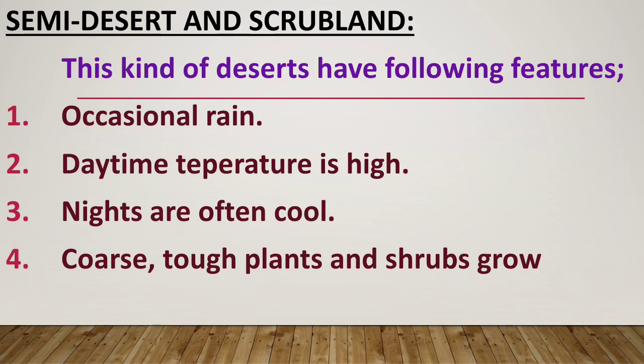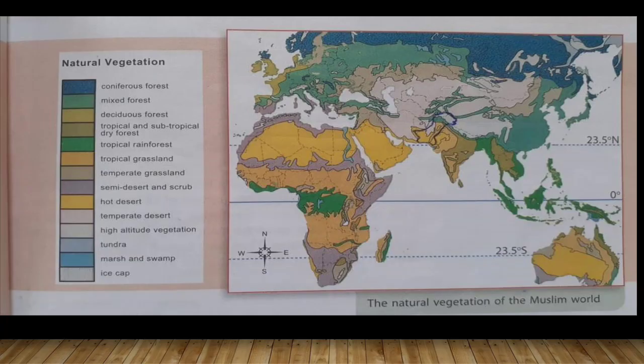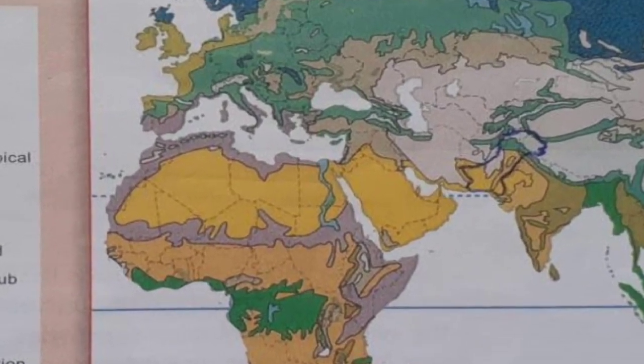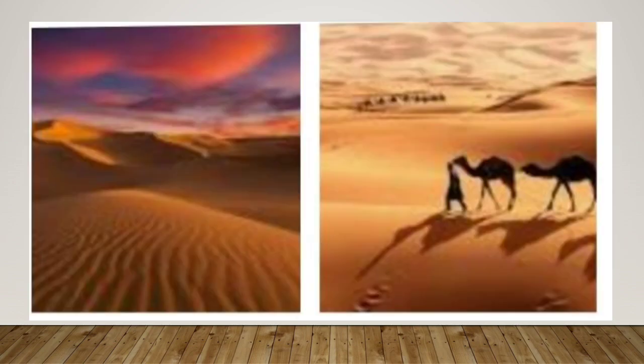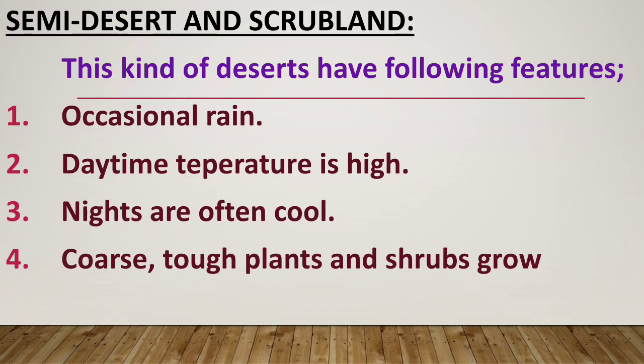The second climatic condition of the Muslim world is that of semi-desert and scrubland. If I go back to the map, here semi-desert has the light purple color. This area is known as the semi-desert and the scrubland. So this kind of desert has the following features. Number 1, occasional rain, meaning very little rain, and not for as long a time period as in the hot deserts. Daytime temperature is high, meaning in the daytime, because of the sunshine, they have a high temperature, and nights are often cool. So that's why some of the people living in deserts can survive there in semi-deserts, not in the hot deserts.